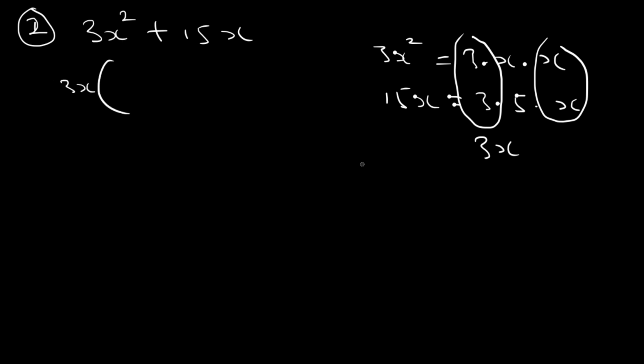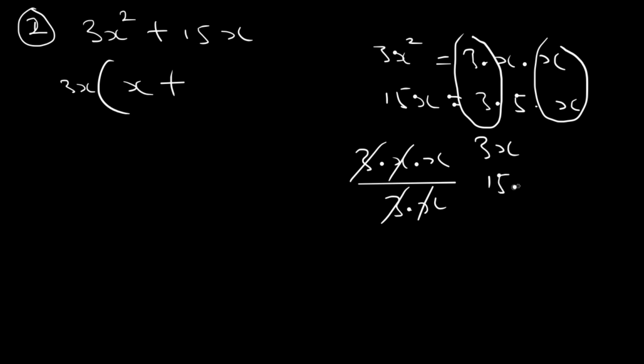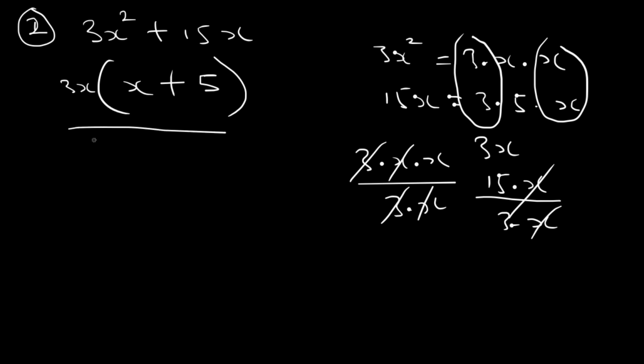3x squared divided by 3x. 3 will cancel out 3, x will cancel out x, so I'll have just 1x remaining. And 15x divided by 3x. 3x will cancel out x. 3 will cancel 15 to give us 5. So we have 3x bracket x plus 5 as our answer.